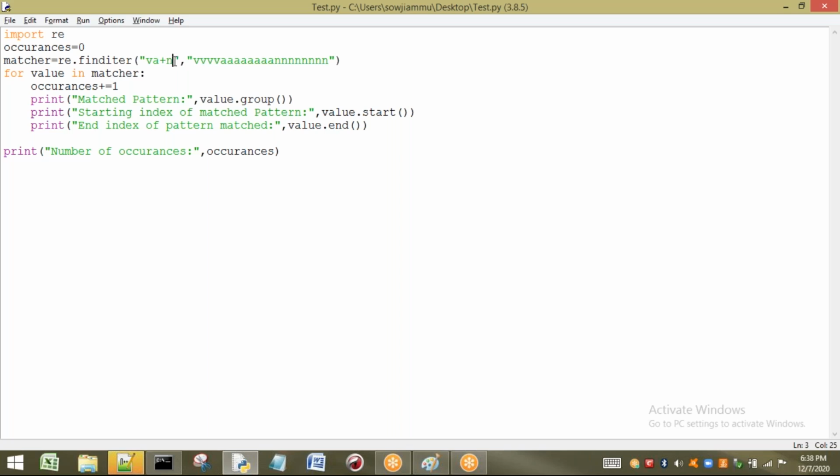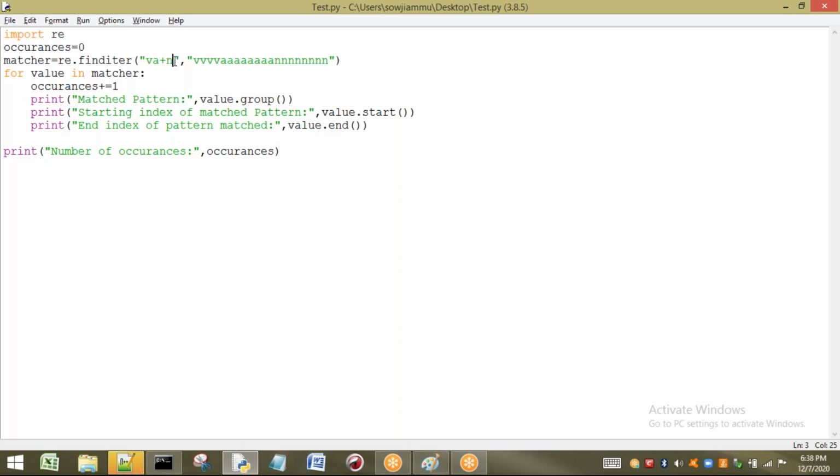Okay, star indicates what? At least zero occurrences, sorry, zero occurrences. And what does plus indicate? Plus indicates at least one occurrence. Okay, this is about plus and the difference between plus and star.